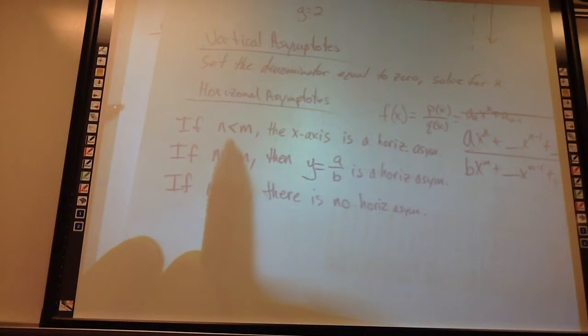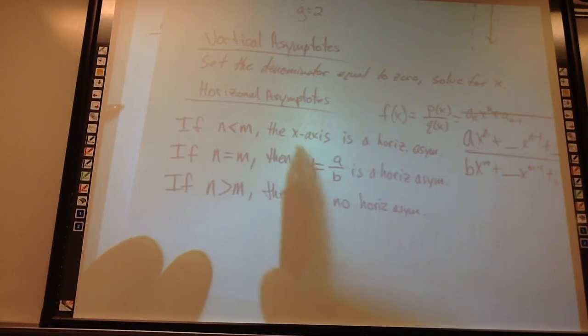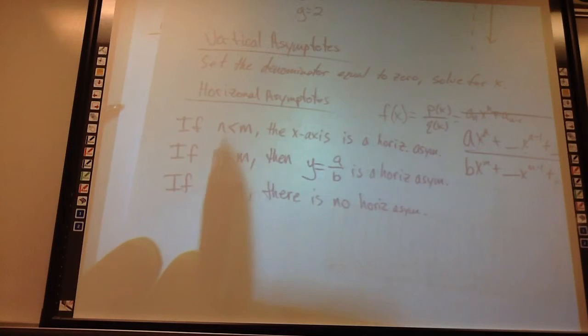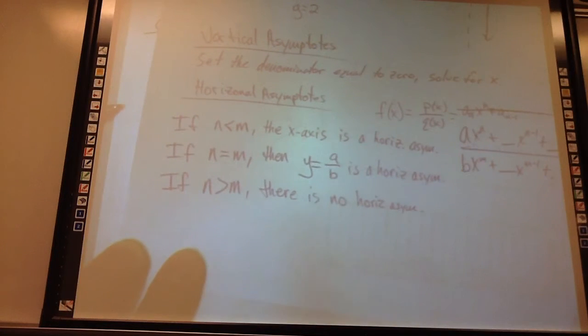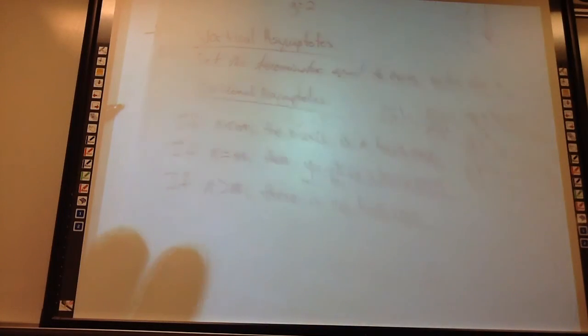Yeah, there's rules. If the top power is smaller than the bottom power, it's the x-axis. These are the powers, like n and m are the powers. I'll take a picture of it after. If they're equal, you divide them, and if it's greater than, then there's no horizontal one.